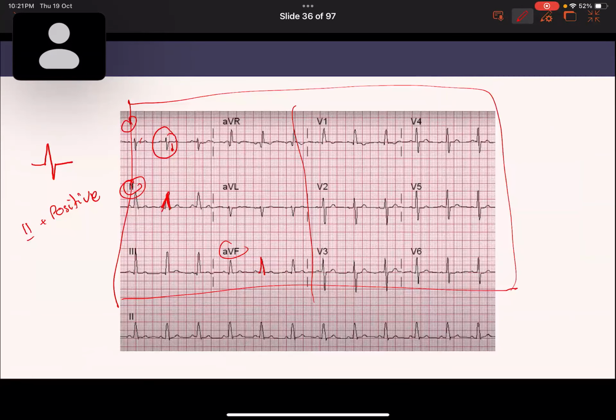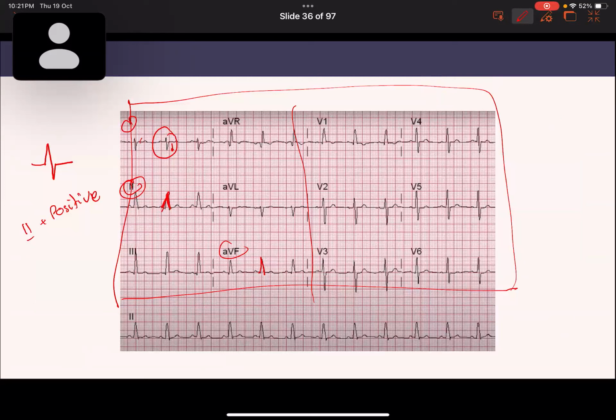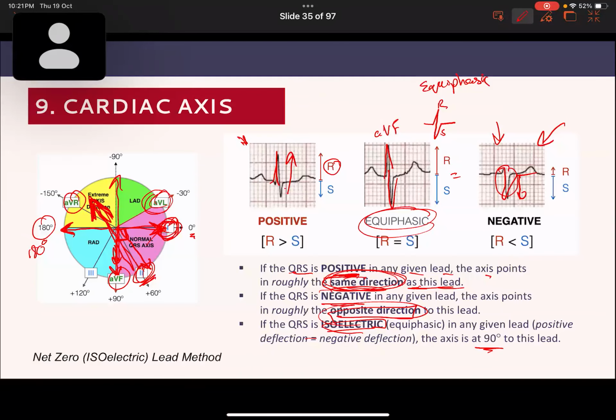Let's say that it was a negative QRS complex. So let's take AVL, for example. If AVL is facing downwards, two things you should know about this. AVL, write this down on the side, it's facing downwards, meaning it's negative. So you go back to your rule. If it's negative, then the cardiac axis is in the opposite direction to this lead.